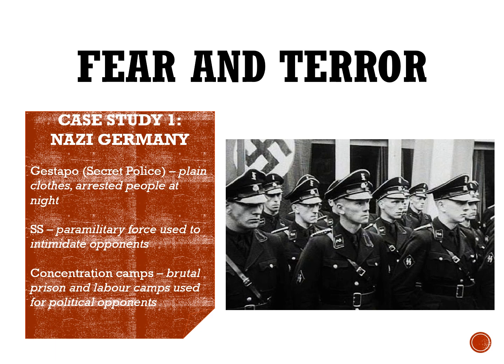Okay, so let's take a look at the example of Nazi Germany. Germany between 1933 and 1945 was under the dictatorial rule of Adolf Hitler and the Nazi Party. And the Nazi Party used various organisations to instill fear and terror in its population.